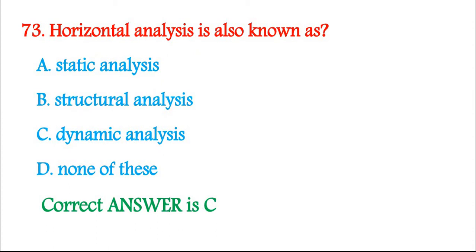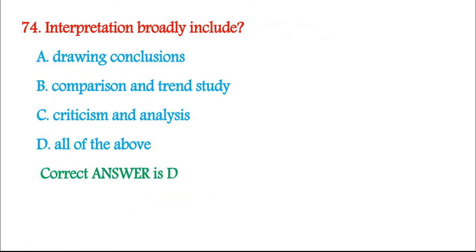73. Horizontal analysis is also known as: A. Static analysis, B. Structural analysis, C. Dynamic analysis, D. None of these. Correct answer is C. 74. Interpretation broadly includes: A. Drawing conclusions, B. Comparison and trend study, C. Criticism and analysis, D. All of the above. Correct answer is D.